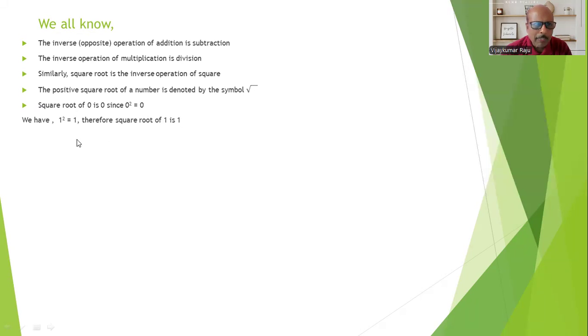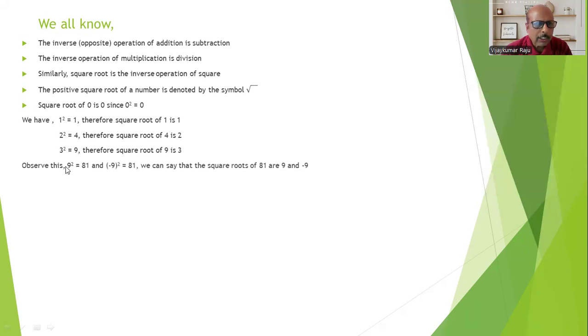See how it's a reverse. 2 square is 4, therefore the square root of 4 is 2. 3 square is 9, therefore square root of 9 is 3.